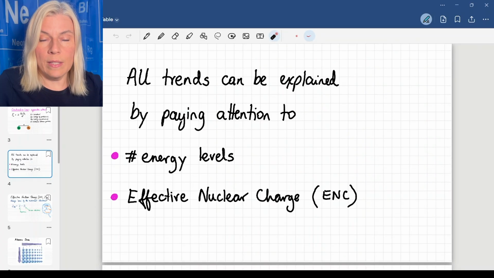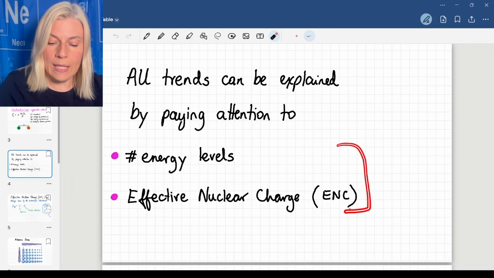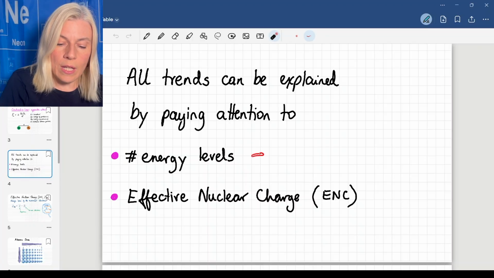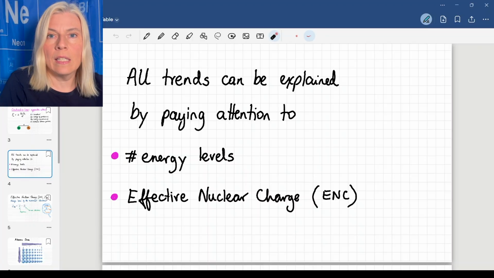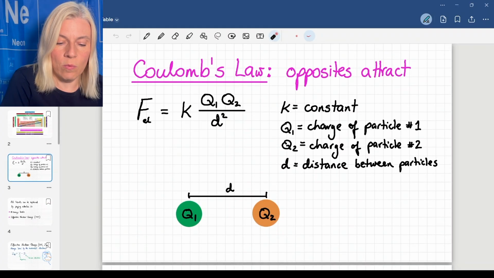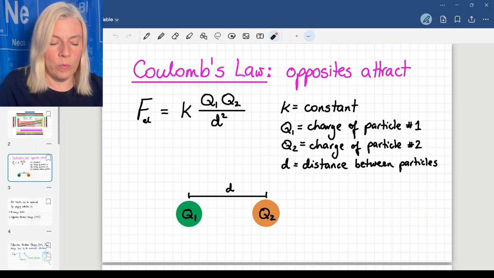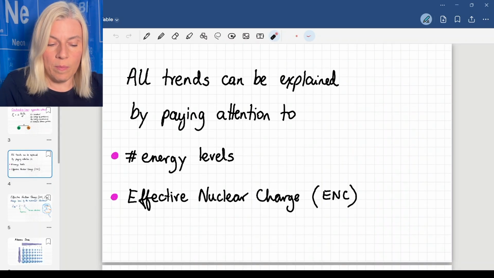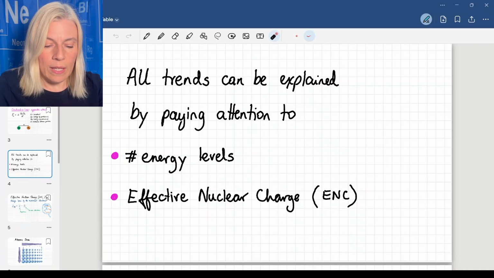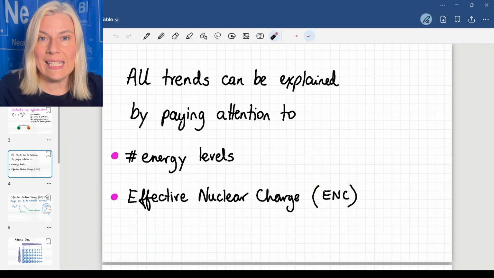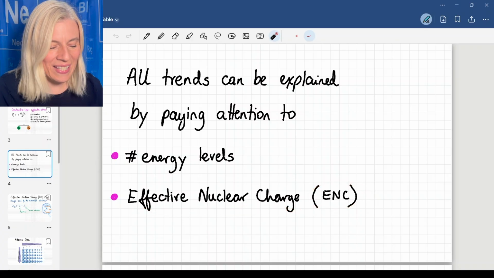So all trends can be explained by paying attention to energy levels and ENC. And you say, wait a minute, you just told me about Coulomb's law. So the energy levels will be the d, distance, in the Coulomb's law equation. And this will talk about effective nuclear charge, right there. So we're going to always talk about the energy levels and effective nuclear charge. And you are saying, wait, you just threw effective nuclear charge at me, ENC. What is it? So let's talk about that really fast.